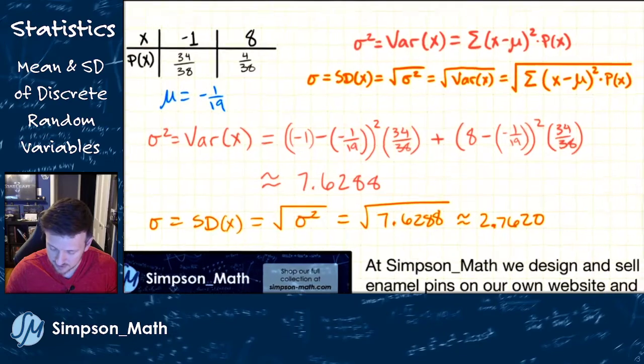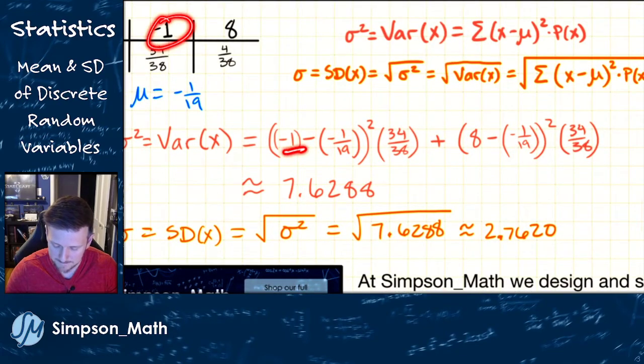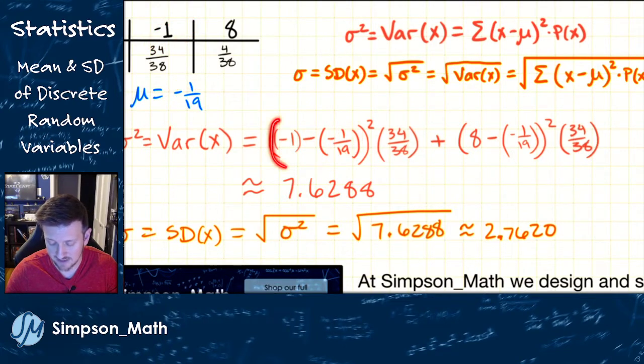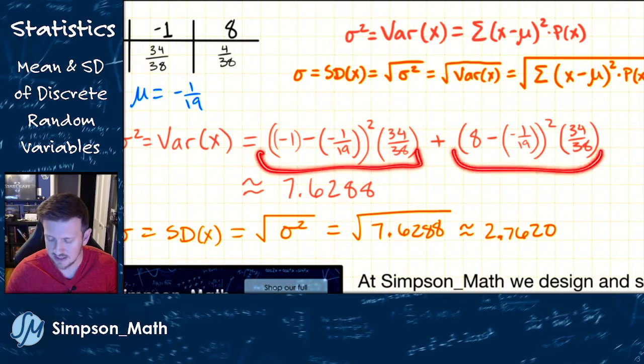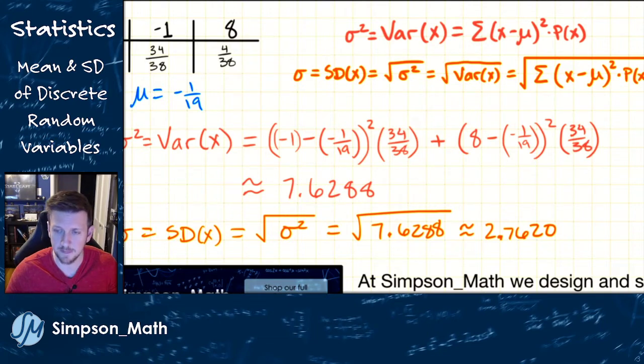So first, within this formula, you take your x, minus our mean, that negative 1/19th, and that gives us our deviation. Notice in this case we are subtracting a negative, so it actually ends up being a negative 1 plus 1/19th, but I'm just kind of blindly writing that in. We then square it, and then multiply times its probability. Then do the same thing for the 8. So notice the only thing that's changed between these two segments is the 8 and the probability. The minus, the mean, squared, all that's the same.